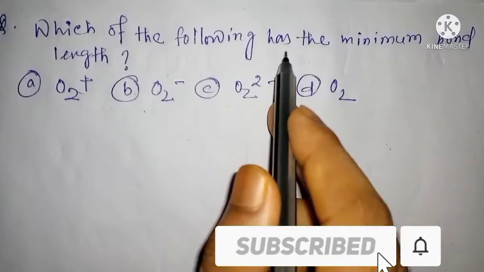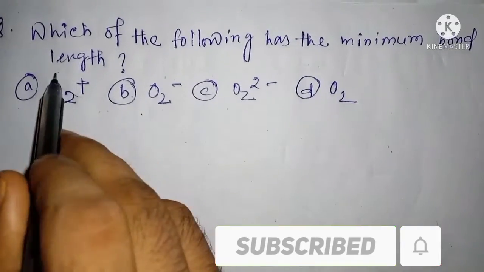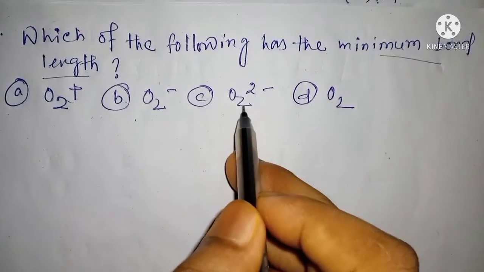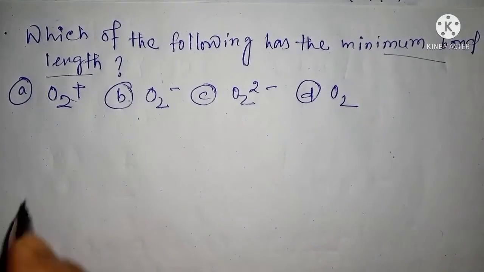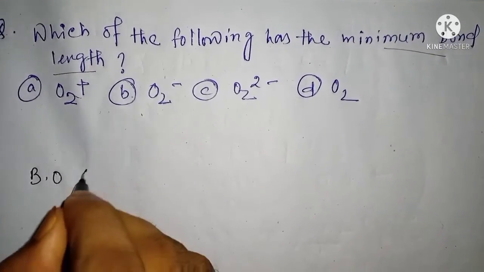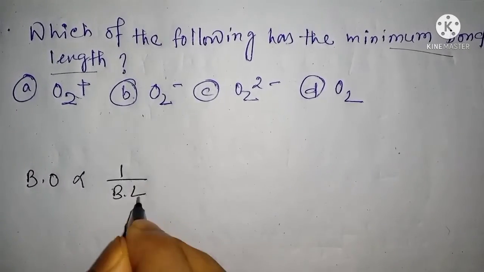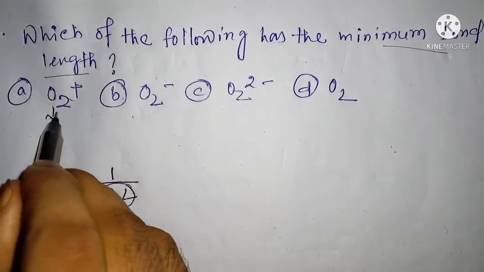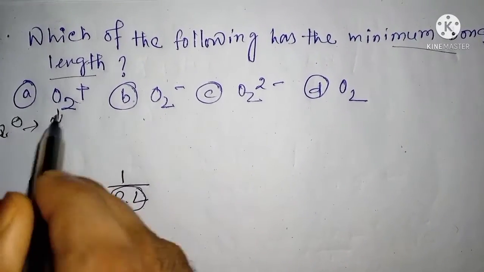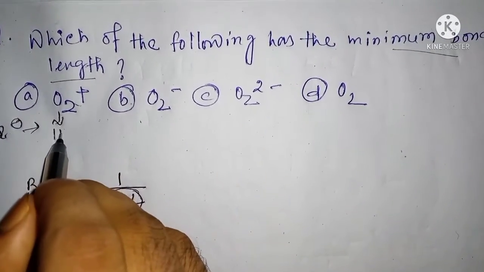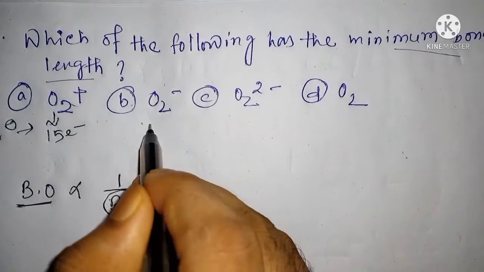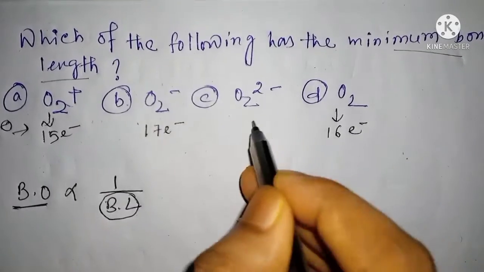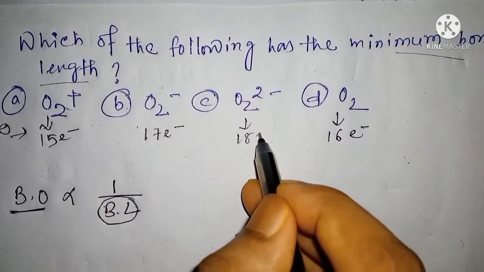Which of the following has the minimum bond length? Options: O2+, O2-, O2 2-, and O2. Now we know bond order is proportional to 1 by bond length. Bond order increases, bond length decreases. So first, total electrons. O2+ has 15 electrons, O2- has 17 electrons, O2 has 16 electrons and O2 2- has 18 electrons.